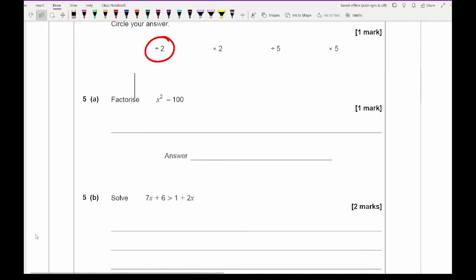Then for question 5a, it's a case of the difference of 2 squares, in which we set up our 2 brackets. What do you have to square to get x squared? x. What do you have to square to get 100? 10. One's a plus, one's a minus, and it doesn't matter what order you put those brackets.